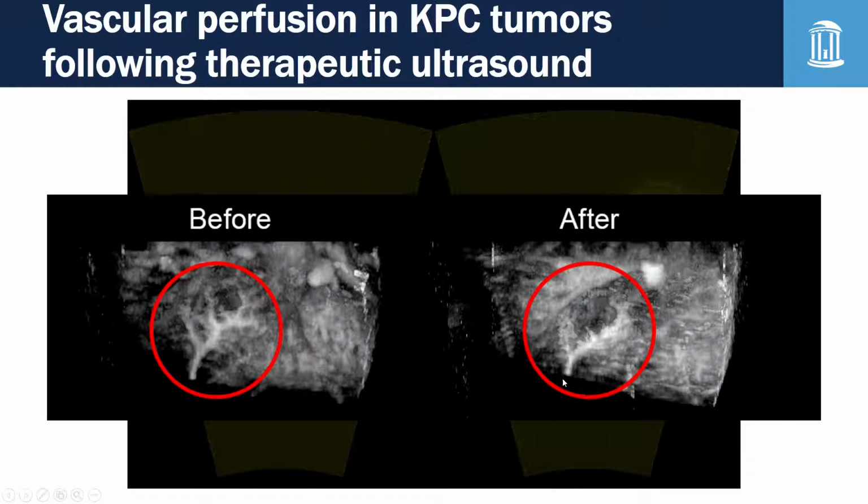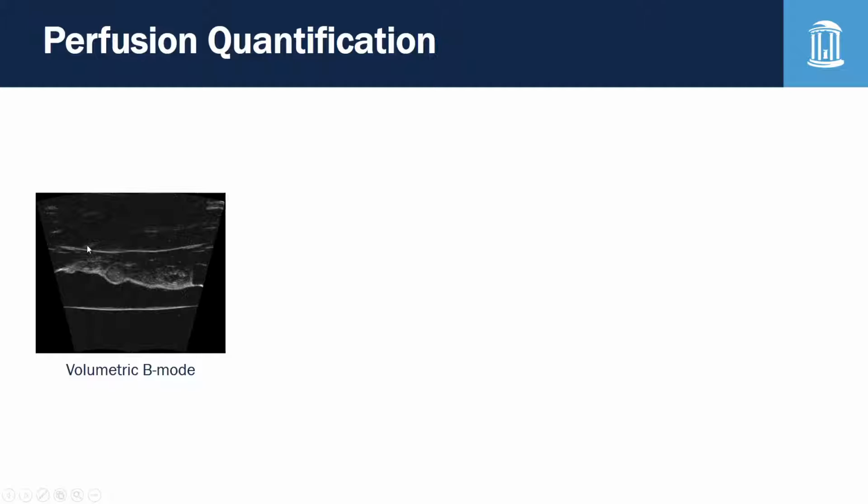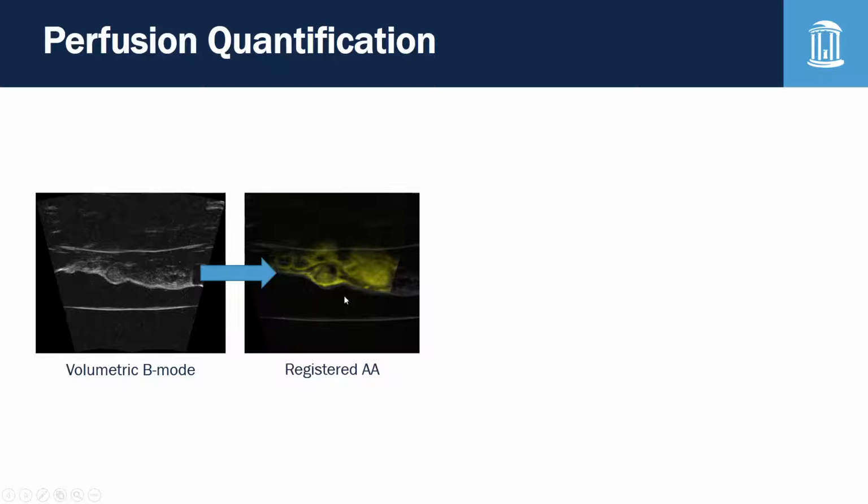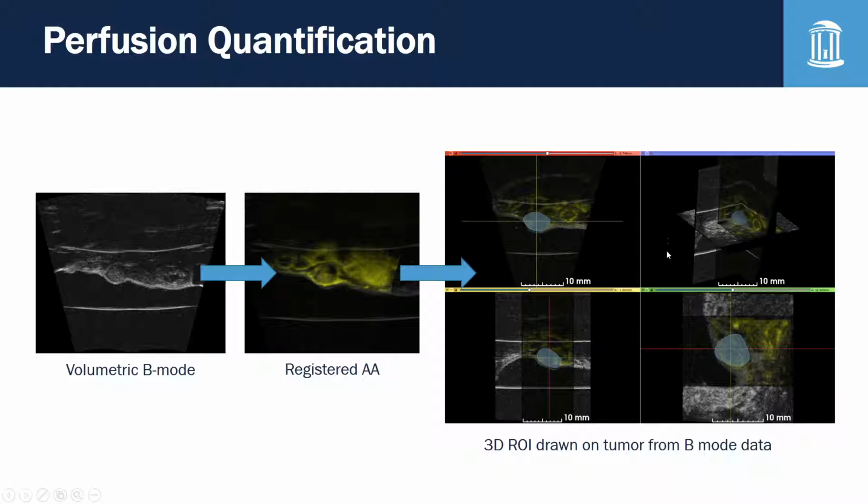If you render these as 3-dimensional objects, the picture is slightly more clear. What we can do from here is capture the volumetric B-mode scan, align it with our acoustic angiography image, and draw a region of interest around this tumor in 3 dimensions, and then quantify the pixel intensity resulting from inside this region of interest.